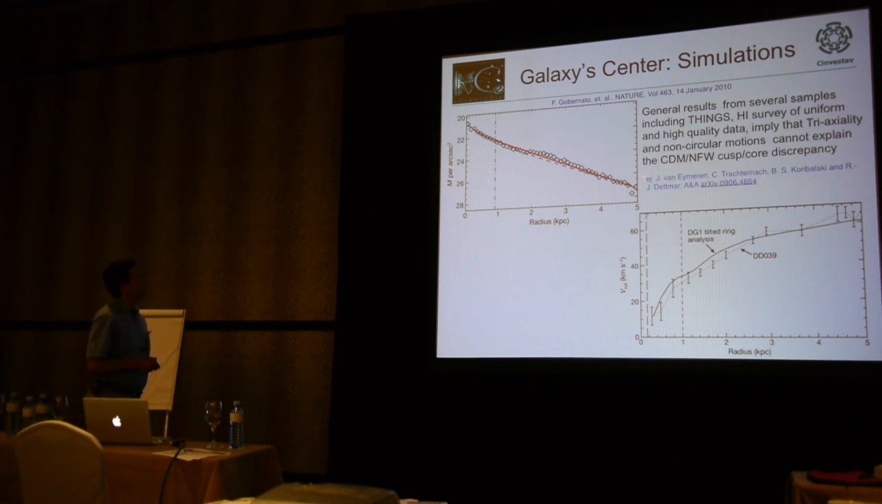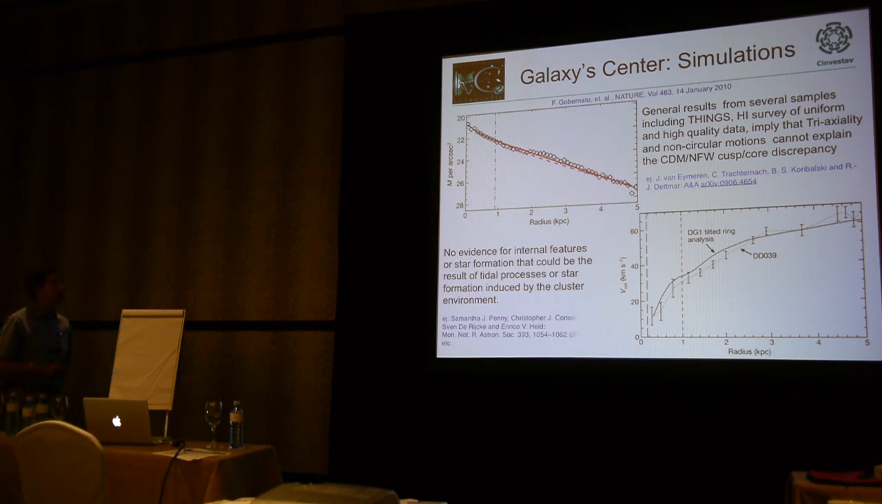First, general results from several samples, including THINGS and HI surveys and so on, with high quality data imply that the triaxial and non-circular motions cannot explain the CDM Navarro-Frenk-White cusp-core discrepancy. Well, this is a result of these astronomers. The other open question is that there is no evidence for internal flows of star formation that could be the result of tidal processes or star formation induced by the closer environment. Therefore, okay, the problem is almost solved, but there are open questions.